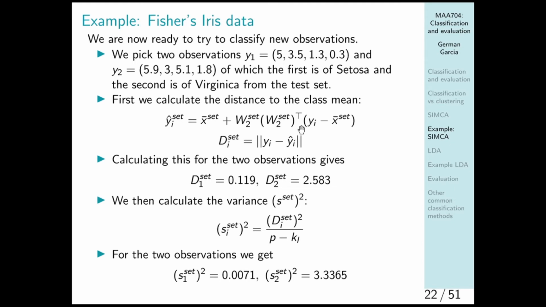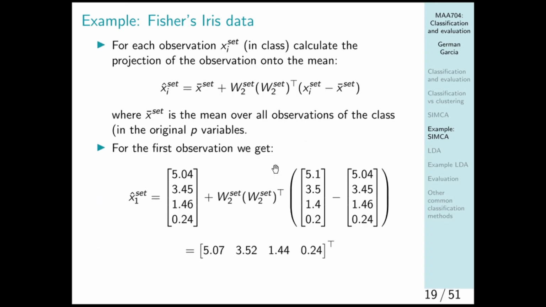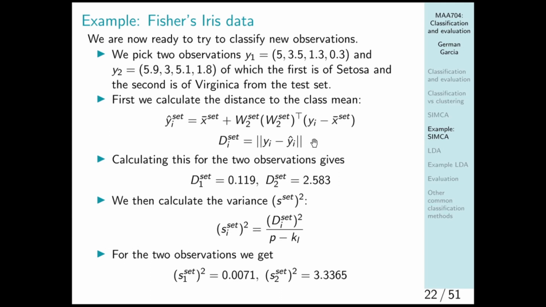So firstly, we calculate the distance to the class mean. We have this equation. We calculate for both this and this. Here, set stands for Setosa, by the way. And what we get by following this process is that the distance of the first observation to the Setosa projection is very small. In the second one, it's much larger.